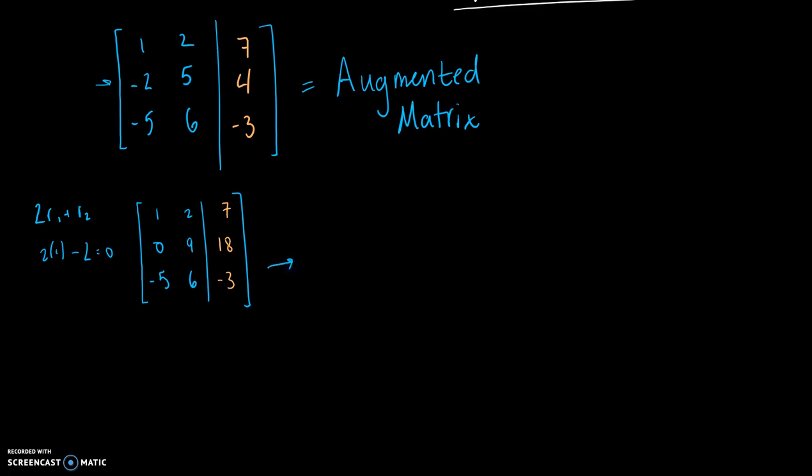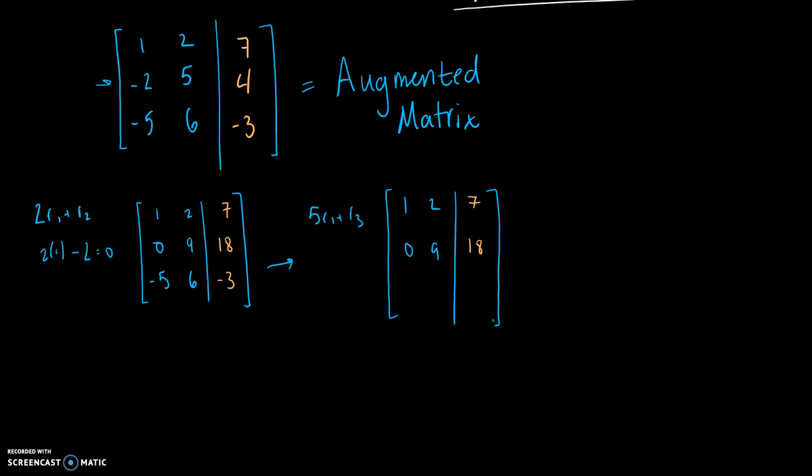So now, how do I get this to the next step? So what I'm going to do here is I'm going to say 5 times row 1, and I'm going to add it to row 3. So what that's going to leave us with is a 1, 2, 0, 9. Right? We're not affecting these rows. They're staying the same. 18.